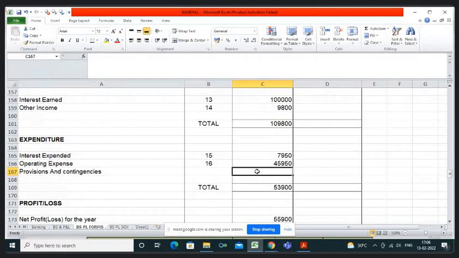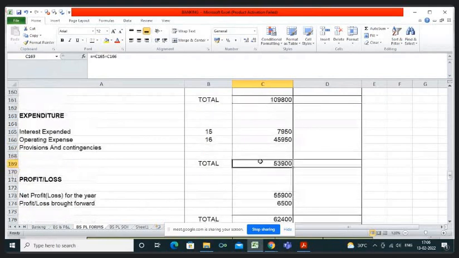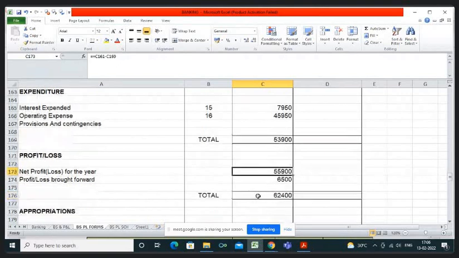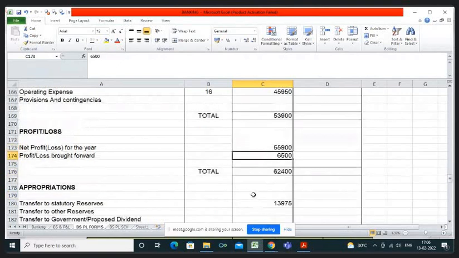So how much is our profit or loss? Current year revenue is 1,09,800, expenses 53,900. So net profit or loss for the period is 55,900. Then we had some profit or loss brought forward. How much brought forward? 6,500. So total is 62,400. Then now we have to make some adjustments.